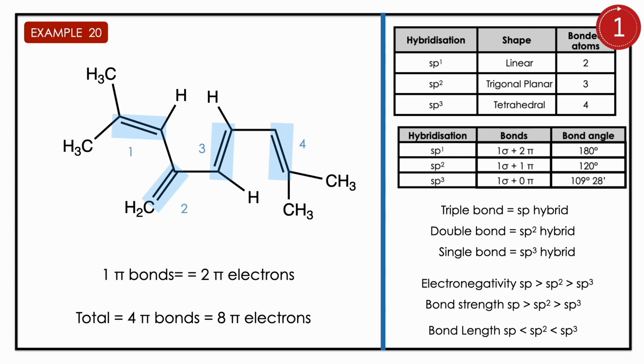Pi electron means one pi bond contains 2 pi electrons. Here 4 pi bonds are there. So 4 multiplied by 2, 8 pi electrons. The answer is straightforward, but it is based on fundamentals. Don't get confused by the structure. Just apply the basics, find the answer.